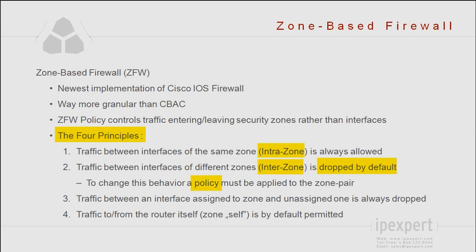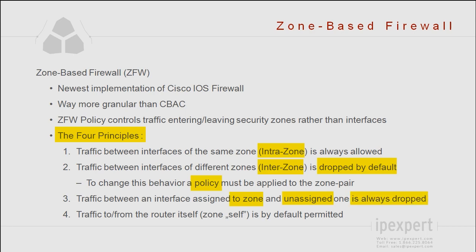Okay, the third rule says that for an interface that is assigned to a zone, when it wants to talk to an interface that is unassigned, and vice versa, so for the packets that are sourced from behind an interface that is not part of any zone and are destined to an interface that is part of a zone, no matter what zone, this traffic is always going to be dropped.